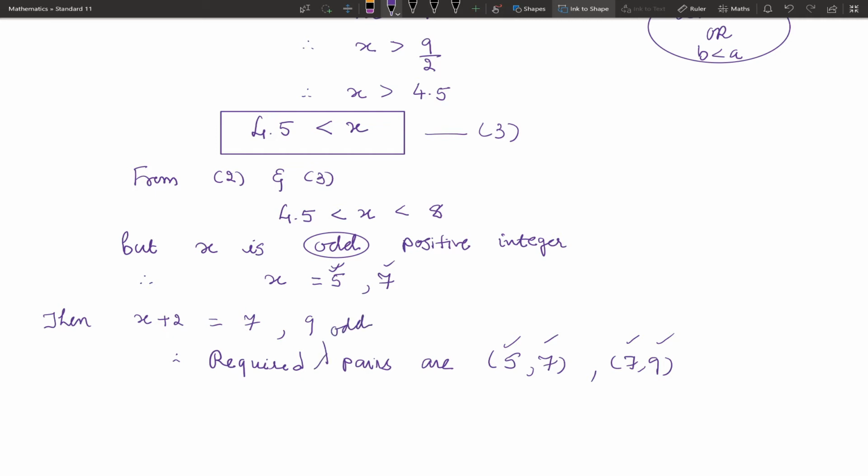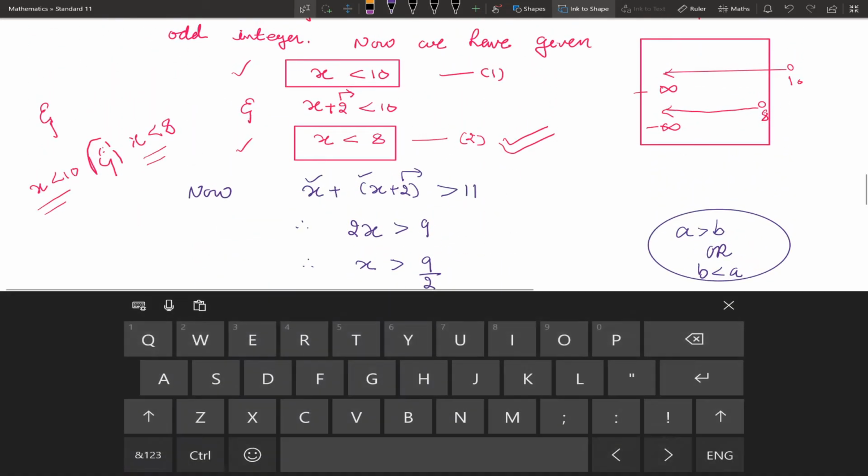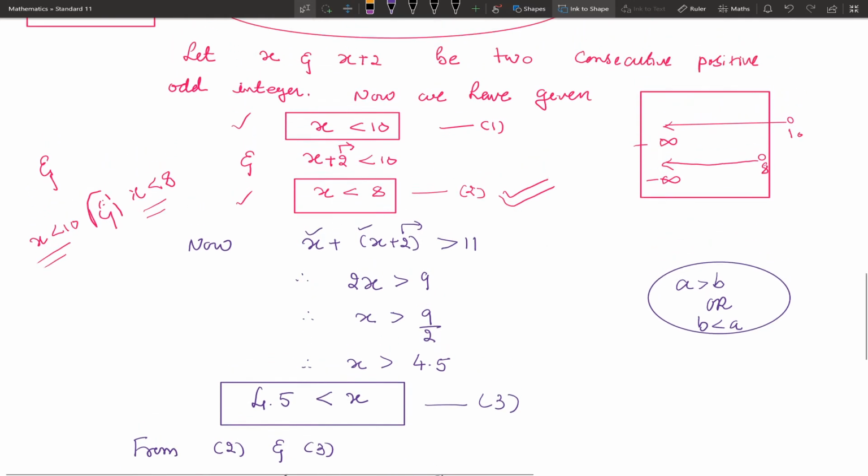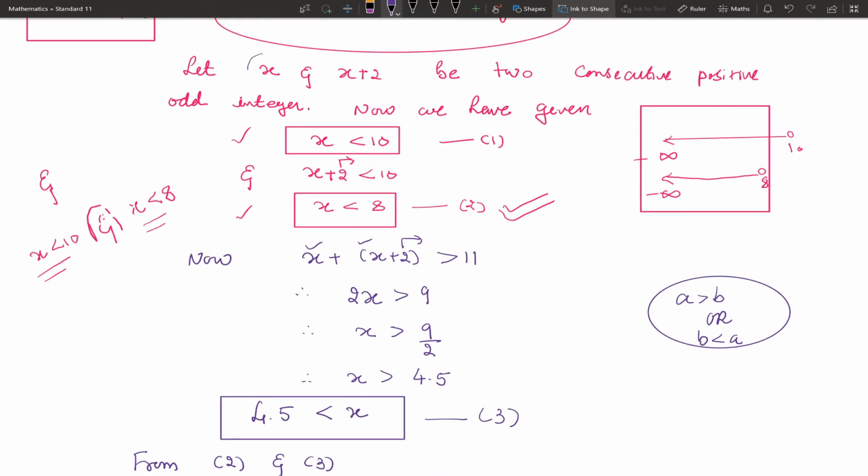These are the required odd positive integers. So again you note that we have supposed x and x plus 2 as two consecutive positive odd integers.